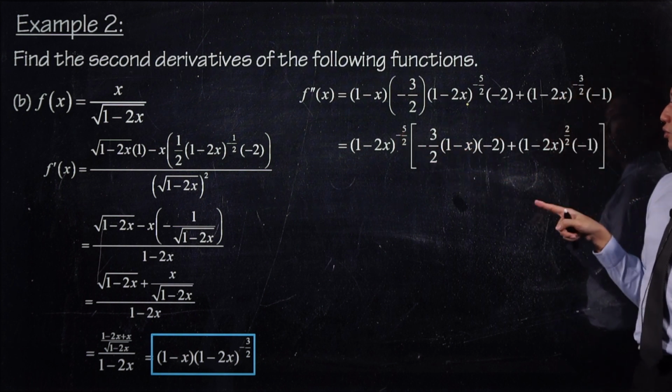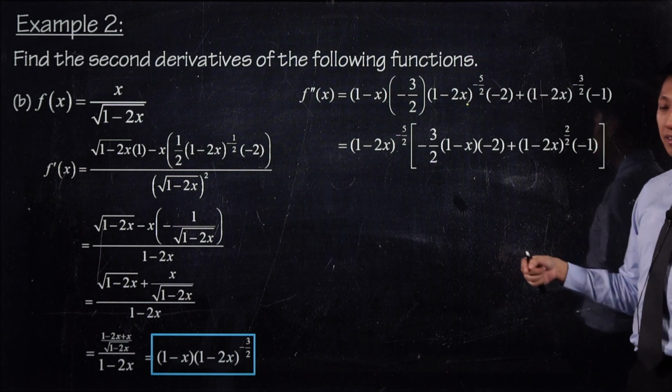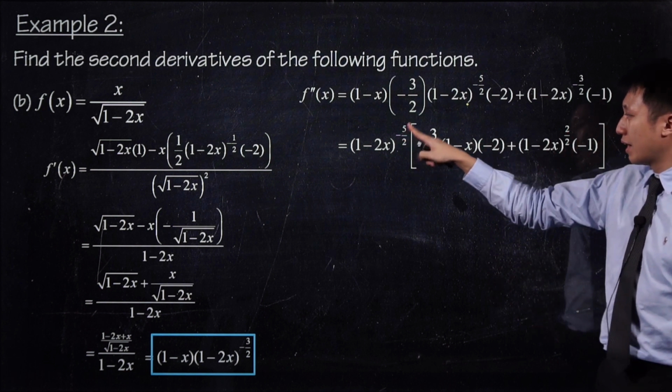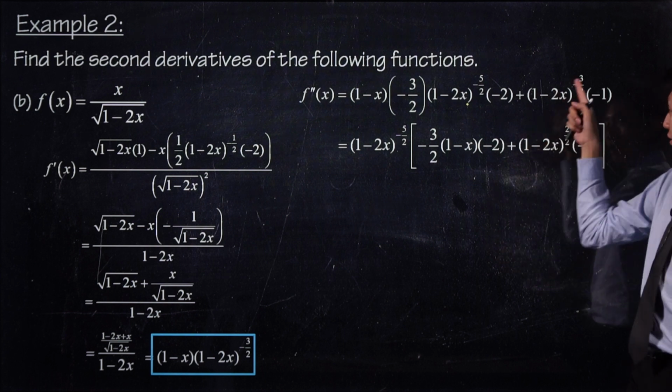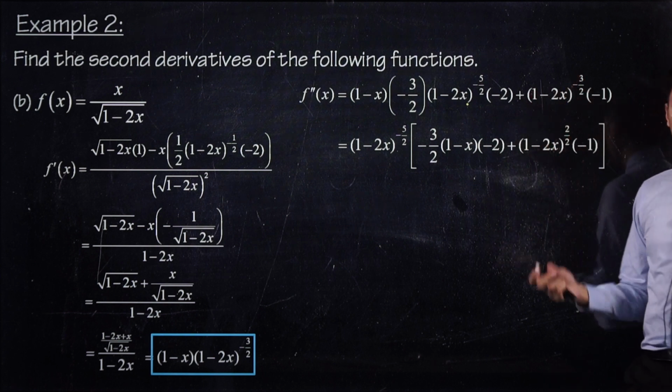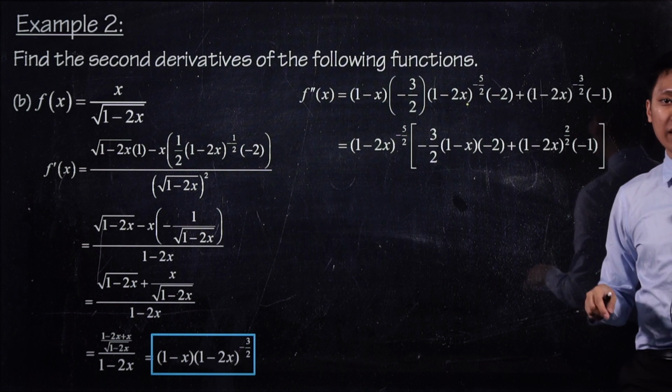I'll get negative 3/2. So that answer is 2 over 2, because negative 5 plus 2 is negative 3. So you get this one. So 2 over 2 is a nice answer, right? It's 1. Okay, that's why.